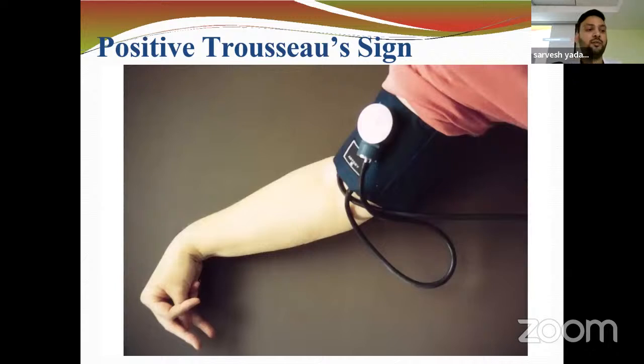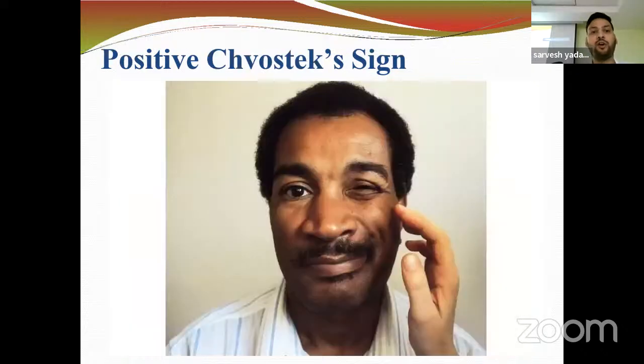Positive Trousseau sign: induction of carpopedal spasm by inflation of a sphygmomanometer above the systolic blood pressure for 3 minutes. Positive Chvostek sign: contraction of ipsilateral facial muscles elicited by tapping the ipsilateral facial nerve, which is anterior to the ear.